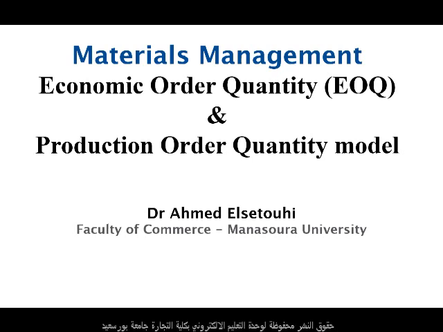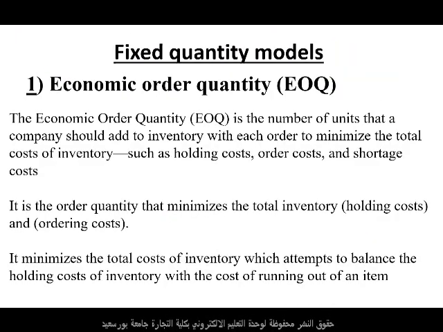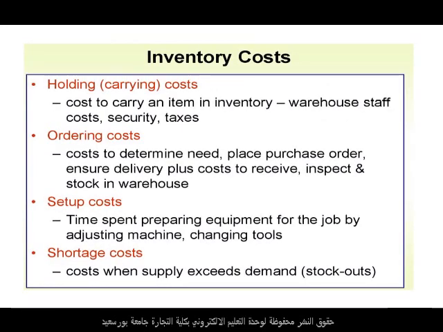I am going to talk about two models: economic order quantity and production order quantity. EOQ is the number of units that the company should buy to minimize the total cost, such as holding cost, ordering cost, or shortage cost. To calculate the EOQ, you should know the following costs: holding cost, ordering cost, setup cost, shortage cost.